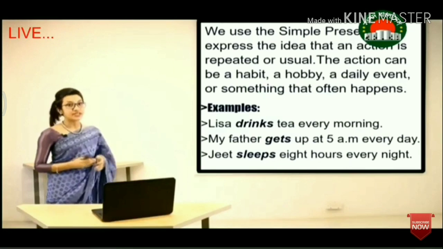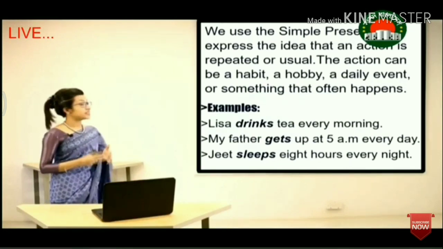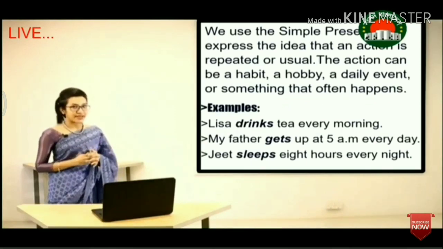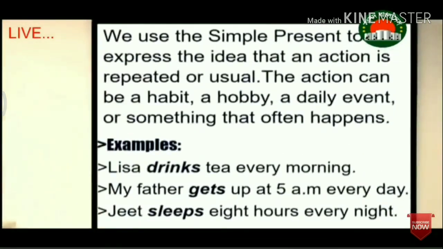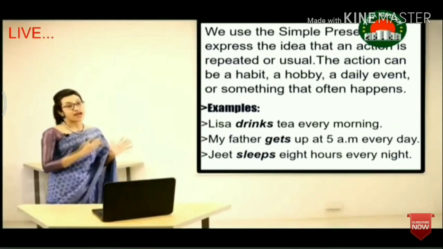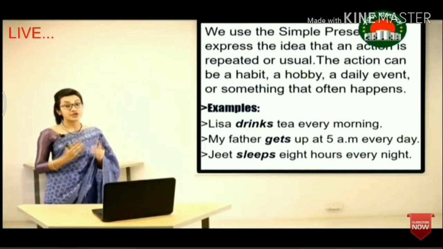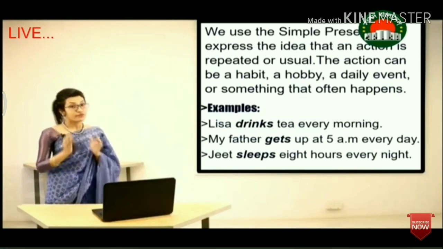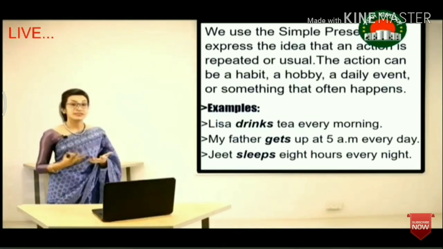We use the simple present to express the idea that an action is repeated or usual. This action can be a habit, a hobby, a daily event, or something that often happens. Let's look at the examples. The first example is, Lisa drinks tea every morning. The second one is, My father gets up at 5 a.m. every day. And the third one is, Jeet sleeps 8 hours every night. Now all these actions that are happening here are parts of someone's habit or daily activities. For this reason, we have used present simple tense here.